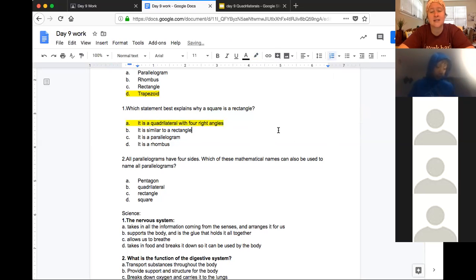And I know some of this content's super hard when we're not in class to physically make and put our hands on these shapes, so we're trying.